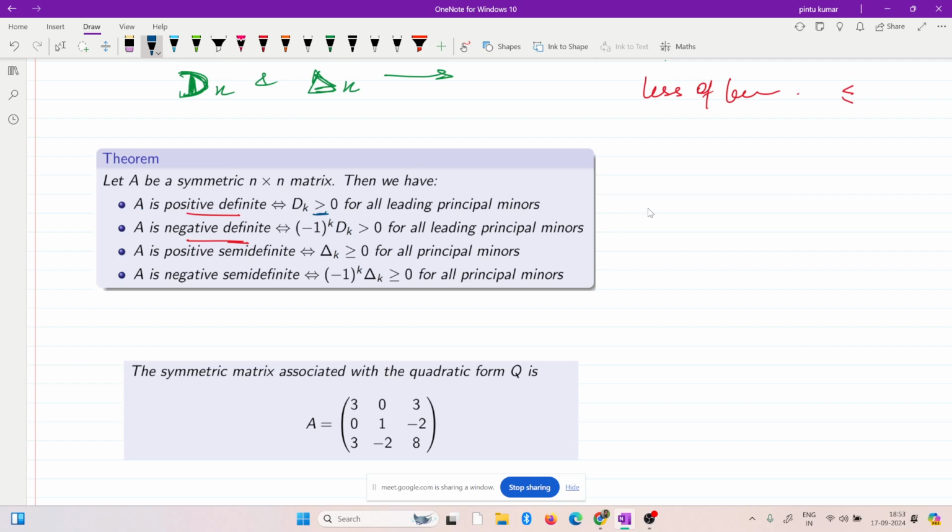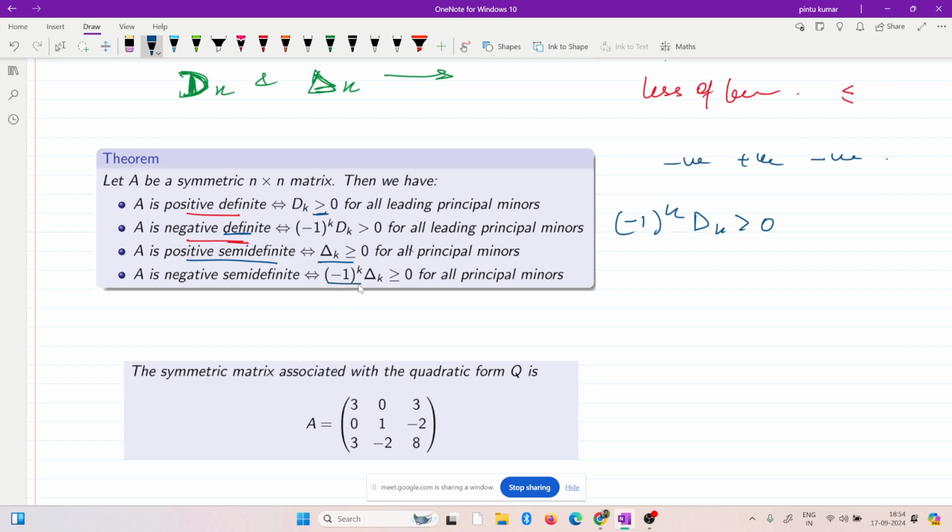For negative definite, you have (-1)^k D_k greater than 0. So your first one should be negative, that is order 1 should be negative, order 2 should be positive, order 3 should be negative, and so on. If something like that is satisfied, then it is called negative definite. In order to check for positive semi-definite, you need to check all principal minors. You don't have to just check the leading principal minors, but all principal minors, that is your delta_k.